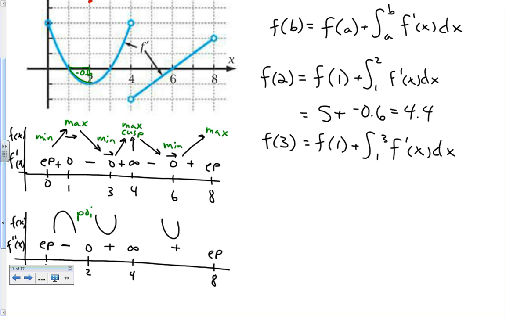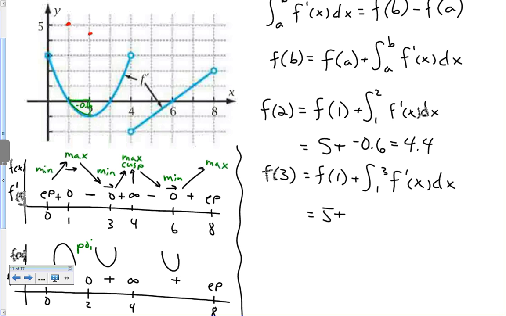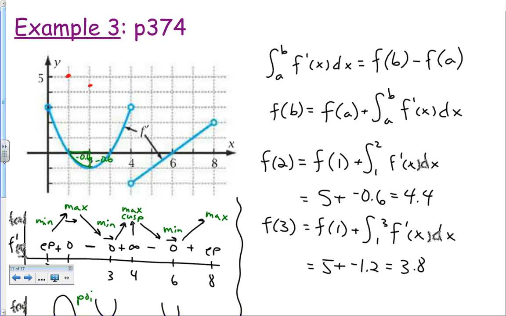Just get both those out of the way so I can draw this in here. All right, so f of 3 is equal to 5 plus the integral from 1 to 3. Now, from 1 to 3, that would mean that we've already calculated what it is from 1 to 2, so it looks like this is going to be an additional negative 0.6 right here. So a negative 0.6 and negative 0.6 is a negative 1.2. So plus a negative 1.2 is going to end up giving us 3.8. So up here on our graph, we're going to plot a point at 3, a value of y equals 3.8, which we'll say is about right here.